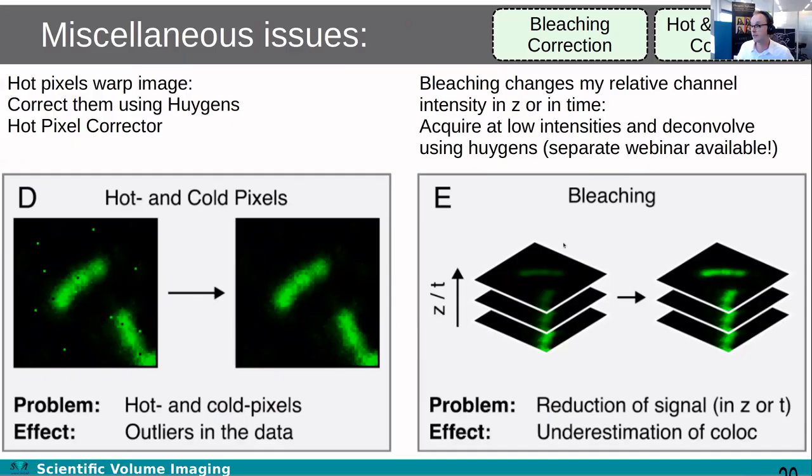And finally, you can have bleaching, especially if you have time series, but also if you have big Z series. That will make it more difficult to compare channels along time or in Z. So our bleaching correction tool makes sure that the effect of the bleaching is countered over time or Z, such that you can make a good comparison along those dimensions.